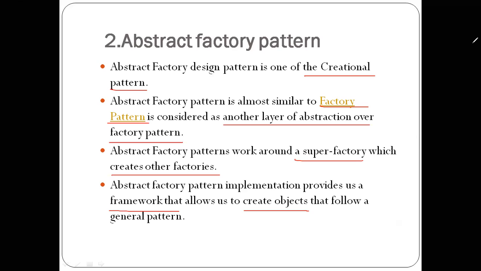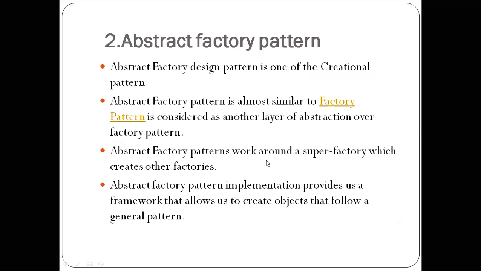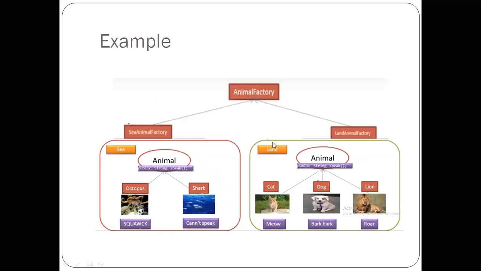Okay, let us see the diagram, then you can get some clear idea. See, this is the example for abstract factory pattern here. So till now we have discussed this example. What is the example we have? So there is an animal class. Under the animal class, here we are having three objects: cat, dog, and a lion.